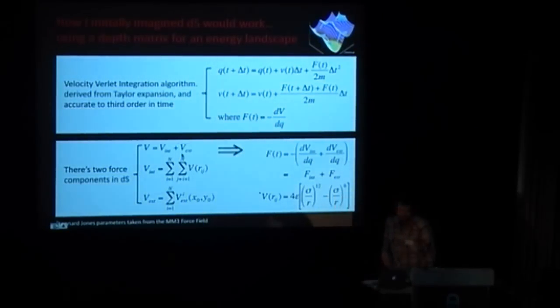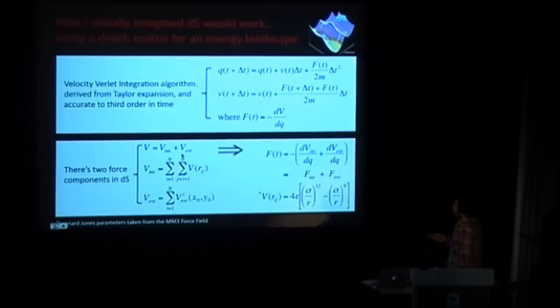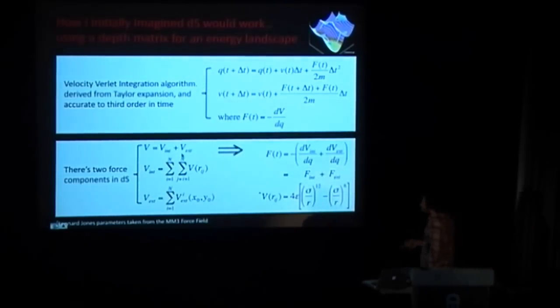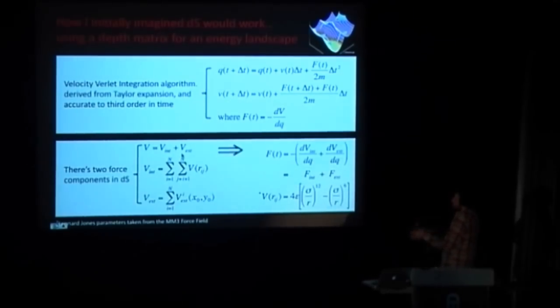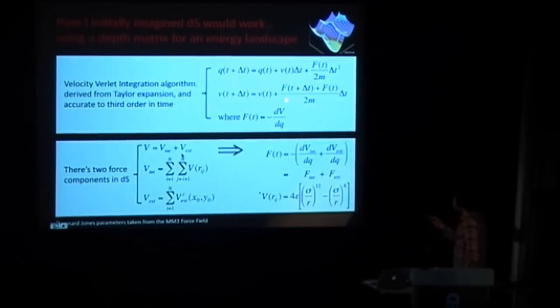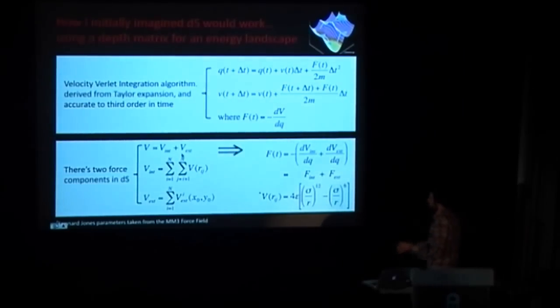So this is how I initially imagined that DS would work. I thought we would take a depth matrix, right? And we would interpret that literally as a 2D energy landscape. And so I have here just a velocity Verlet algorithm. Velocity Verlet algorithm is derived from a Taylor expansion. It's a good algorithm for propagating classical equations of motion. It's accurate to third order in time. And critically, the velocity Verlet algorithm depends on the forces, right, that are acting on each particle in the system.